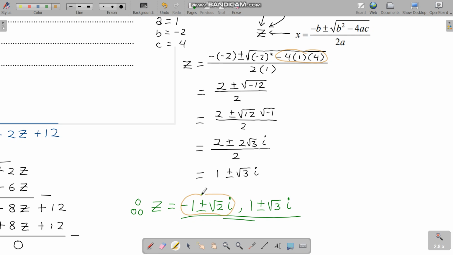1 plus minus root 2i and 1 plus minus root 3i. Alright, that's the final answer.